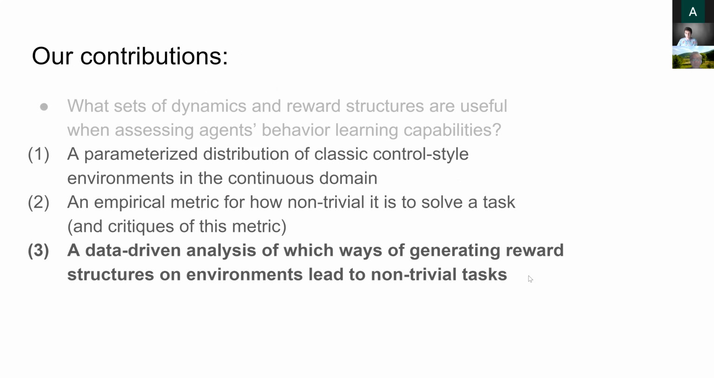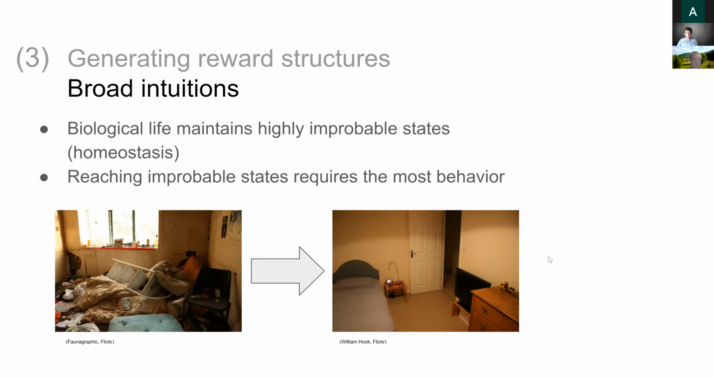Finally, our data-driven analysis. So we have some intuitions that led us to propose these ways of generating reward structures. Biological life is characterized by maintaining highly improbable states. At thermodynamic equilibrium, we've all combusted. So homeostasis is an example of an improbable state that life maintains. In addition, reaching improbable states requires the most intervention, the most behavior.